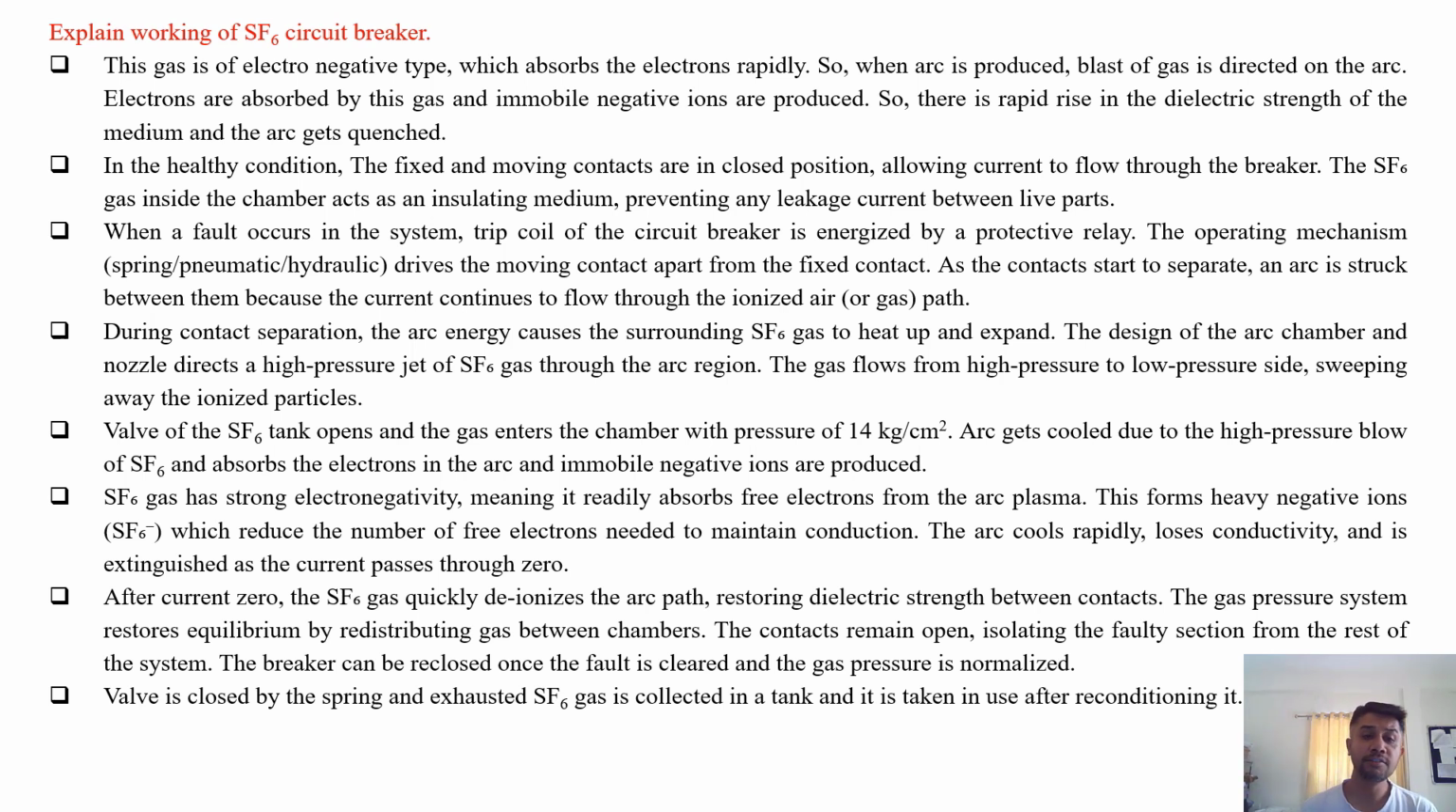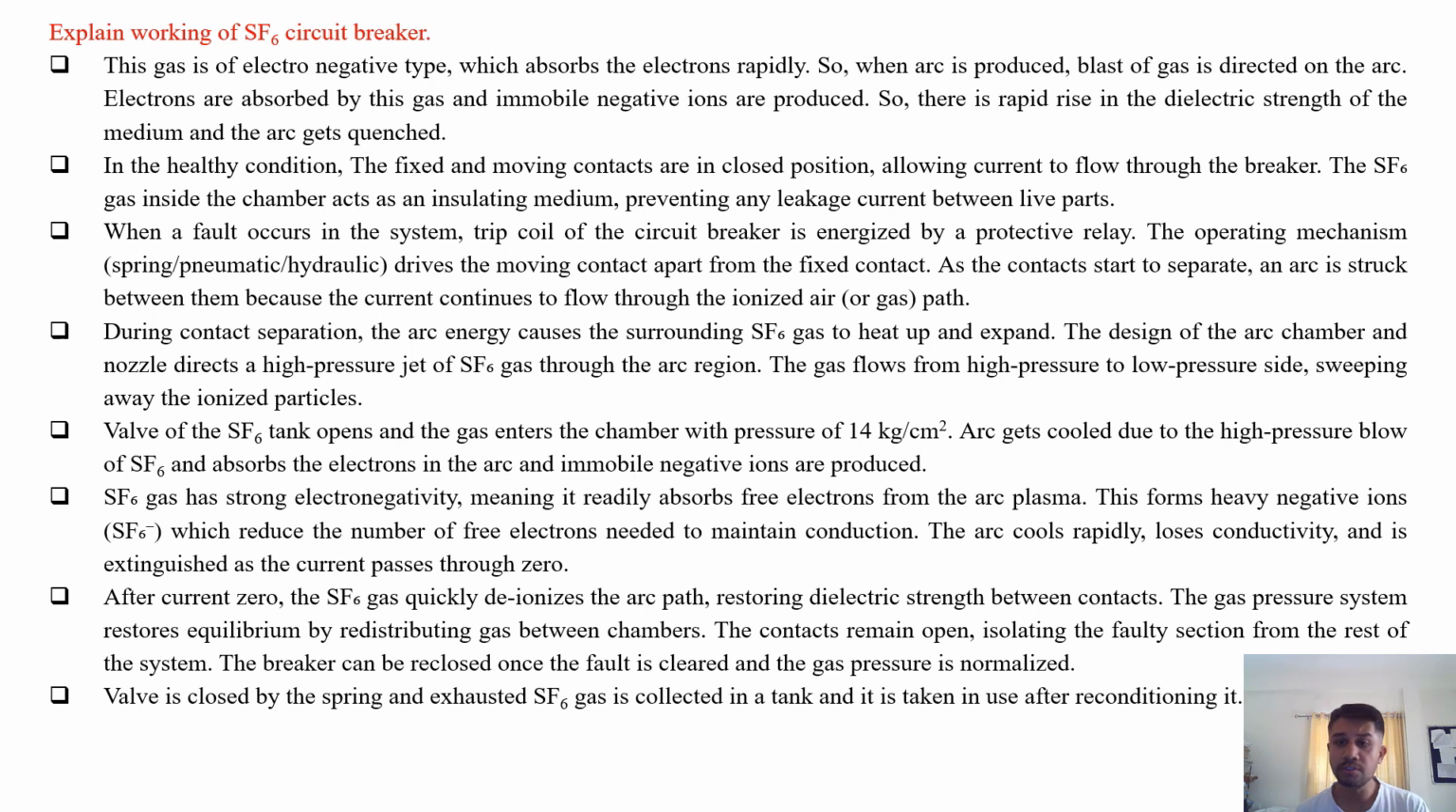Valve of the SF6 tank opens and the gas enters the chamber with the pressure of 14 kg per centimeter square. Arc gets cooled due to the high pressure blow of SF6 and absorb the electrons in the arc, and immobile negative ions are produced. SF6 gas has strong electronegativity, meaning it readily absorbs the free electrons from the arc plasma. This forms heavy negative ions, that is SF6 minus, which reduce the number of free electrons needed to maintain the conduction.